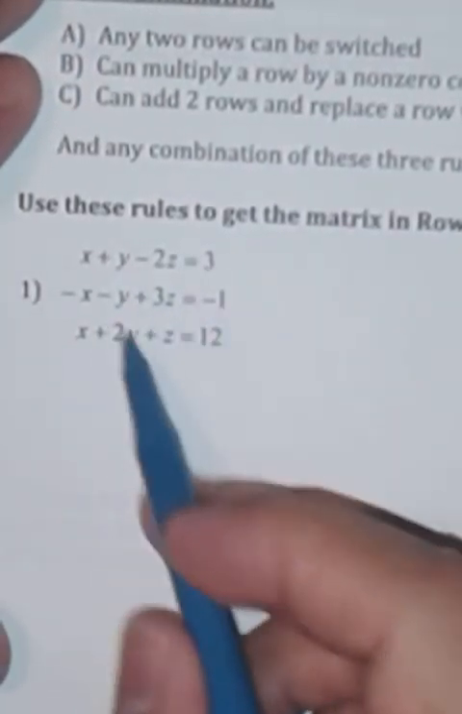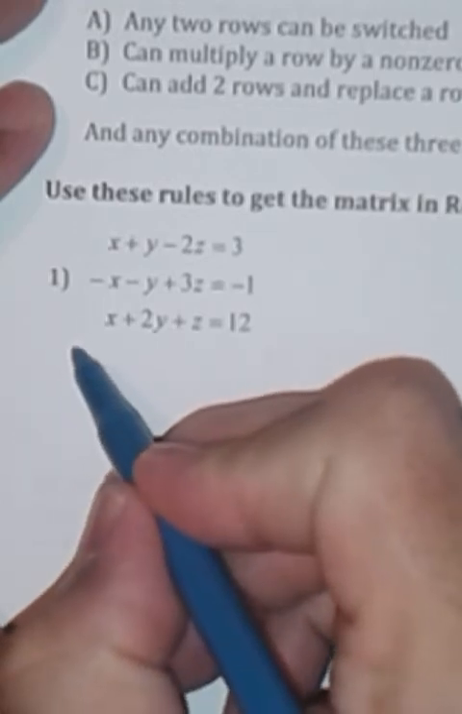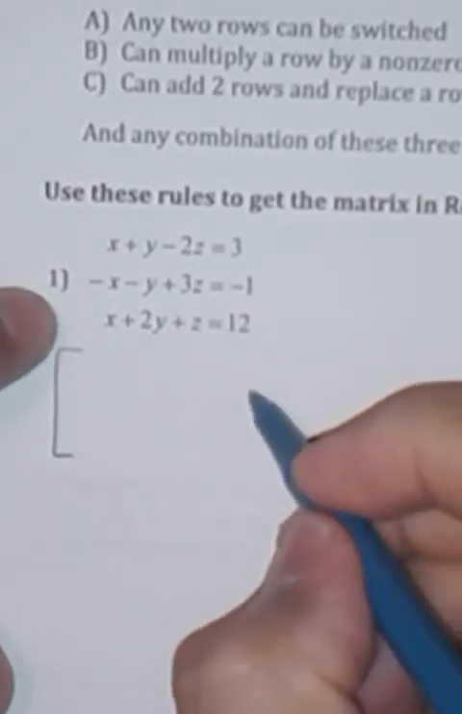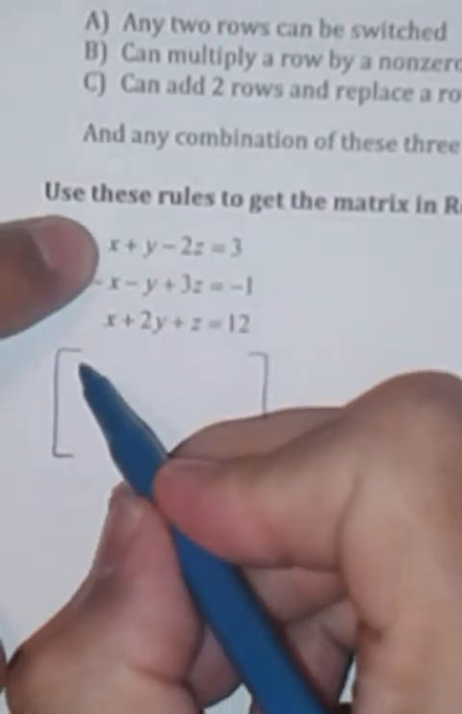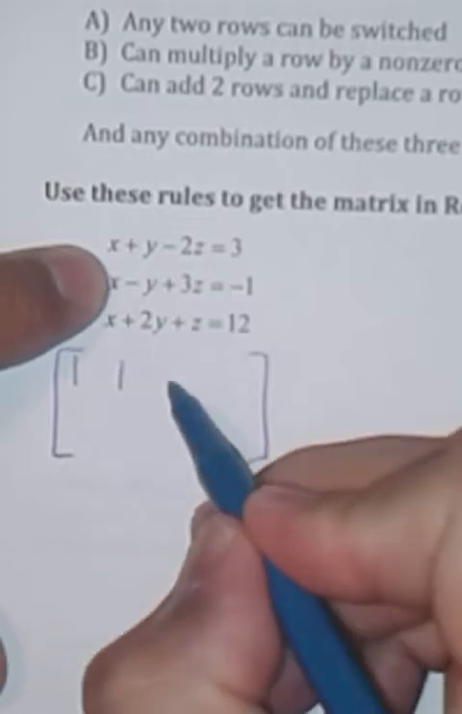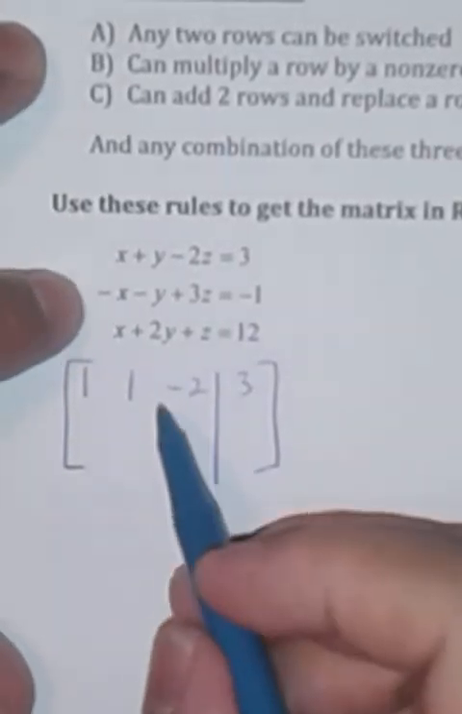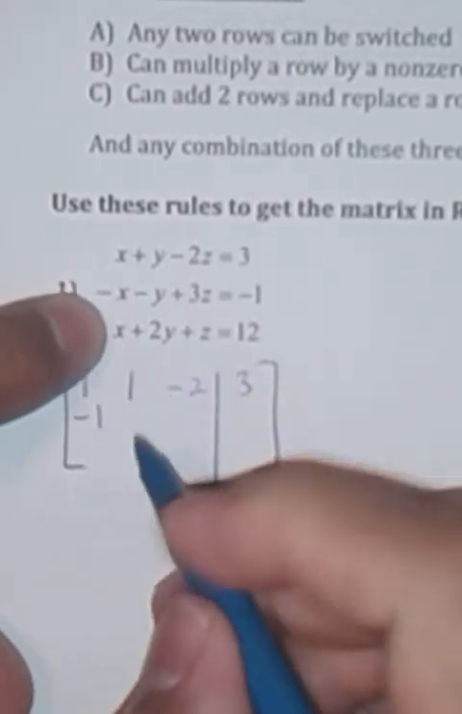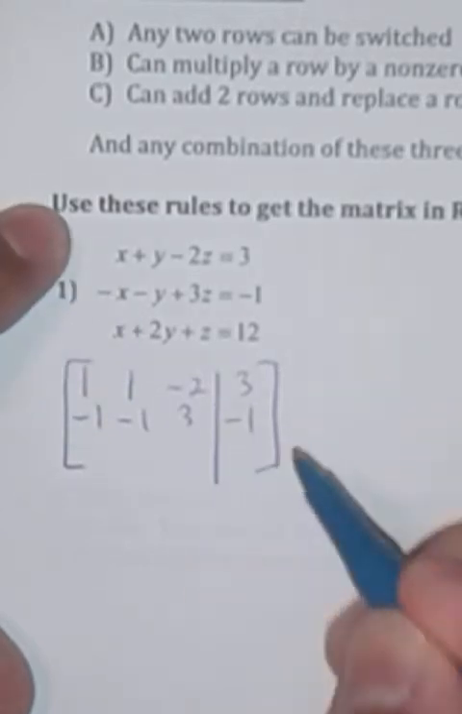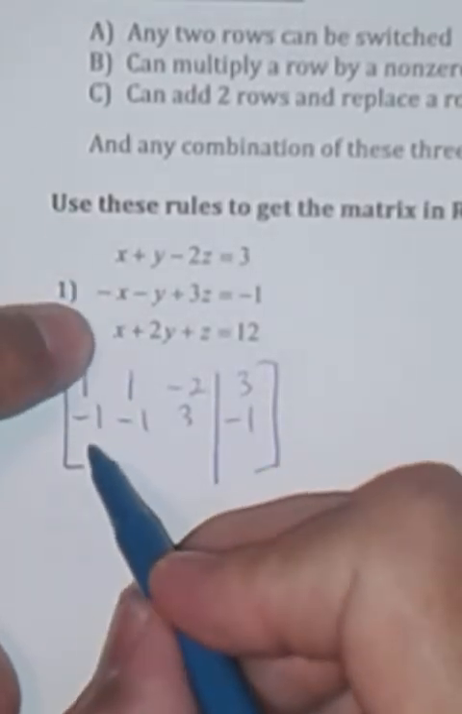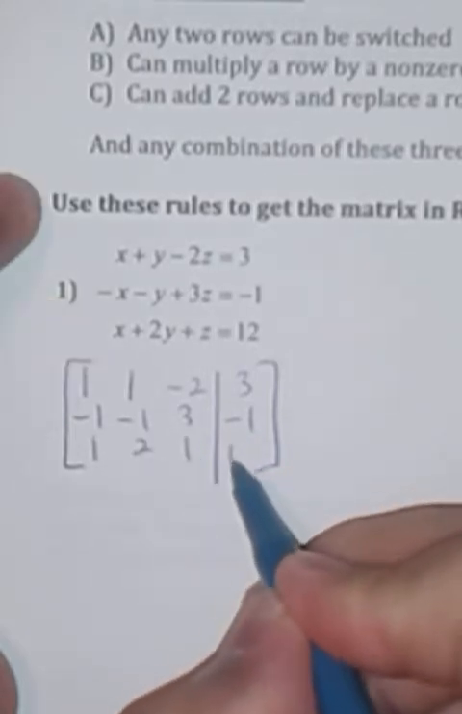So first I'm going to write this in an augmented matrix. I choose the order in which I enter my equations, okay? I'm just going to keep them in the same order. So this is 1x plus 1y minus 2z equals 3. The next one is negative 1x minus 1y plus 3z equals negative 1. And then 1x plus 2y plus 1z equals 12.